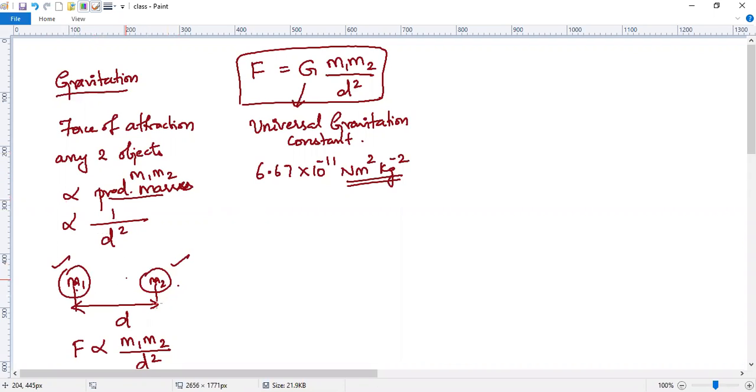Same way, the distance between their centers is d ன்னு எடுத்துக்கிட்டோம்னா, அப்ப F is inversely proportional to what? Square of distance between them. So F is proportional to m1 m2 divided by d squared அப்படின்றது தான் relationship. From this you can remove the proportionality sign and bring in a constant of proportionality, capital G, which is the universal gravitational constant.